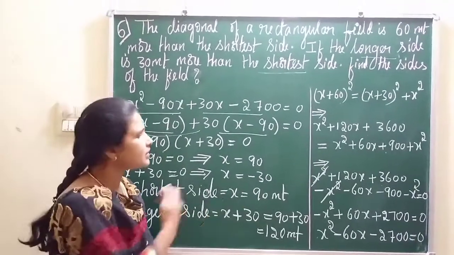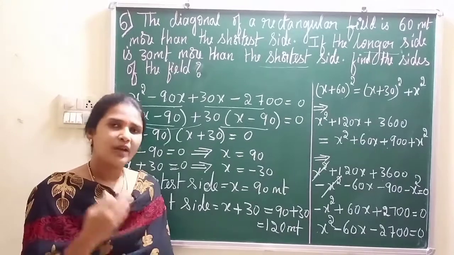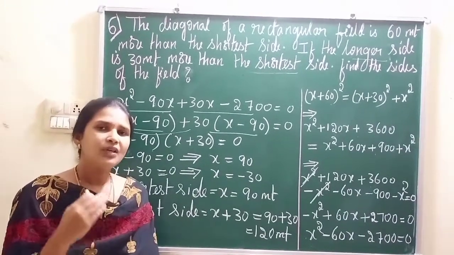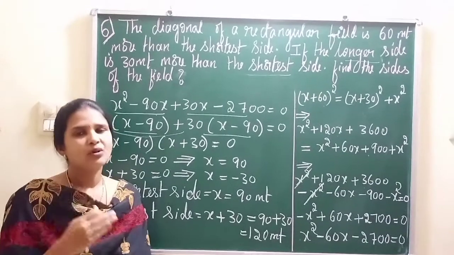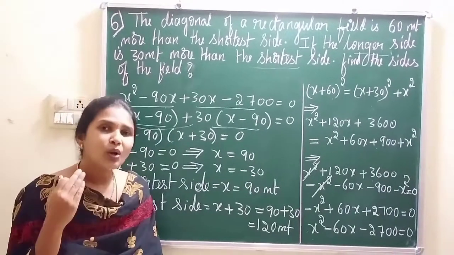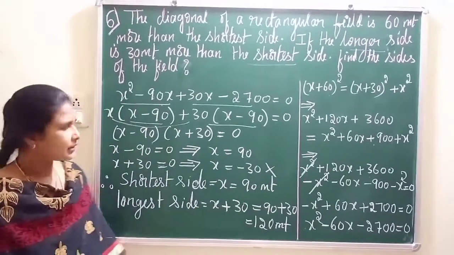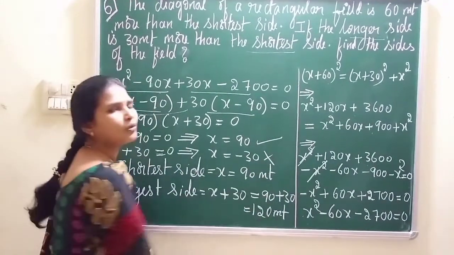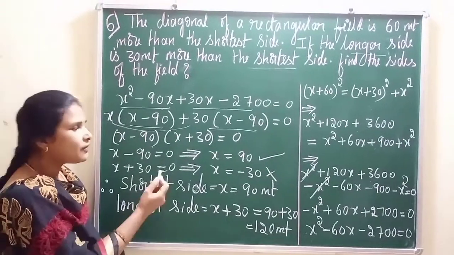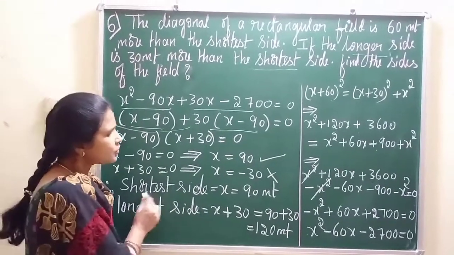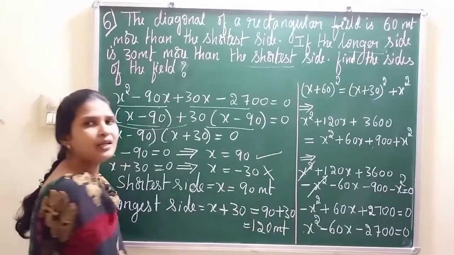Here children, just concentrate which value I have to assume. I got two values, 90 and minus 30, which I have to assume. So whenever we go with the length, that is a length or a height or a distance, it cannot be negative. So the negative answer we have to neglect. So we have to consider only x equal to 90. Therefore, what we assumed as x? We assumed shortest side as x. Therefore, shortest side x equals to 90 meter.